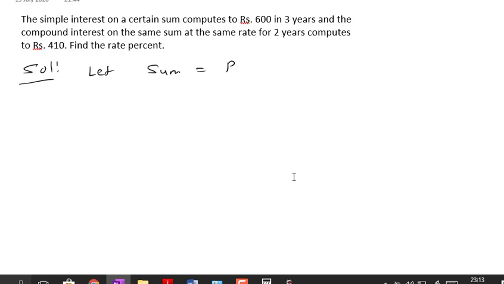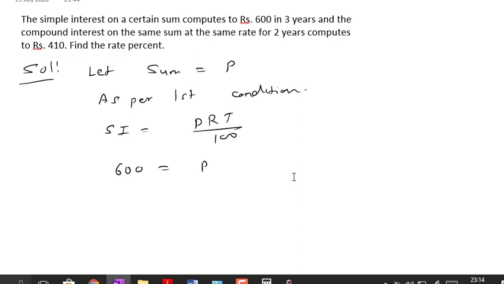So as per the problem, as per the first condition, simple interest is equal to PRT upon 100. Simple interest is given, 600. Principal we don't know, and rate we don't know, so I will take R, and the time is known, which is 3 years, divided by 100. So from this what are we getting?